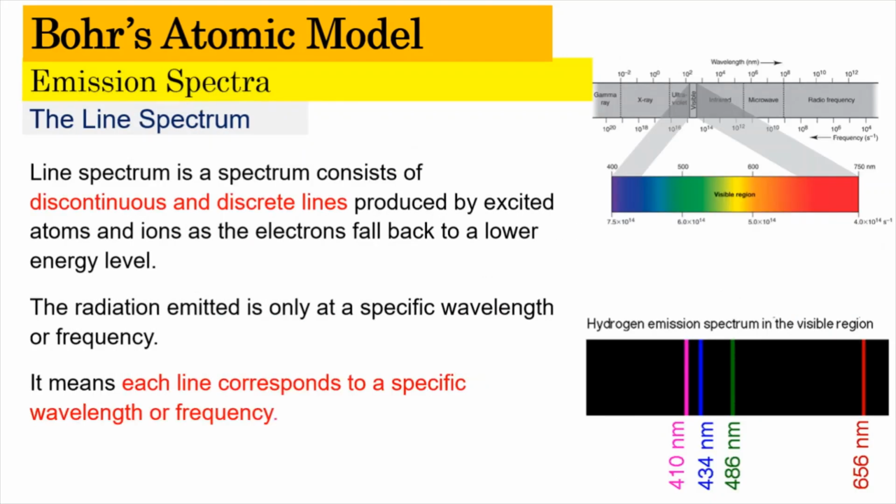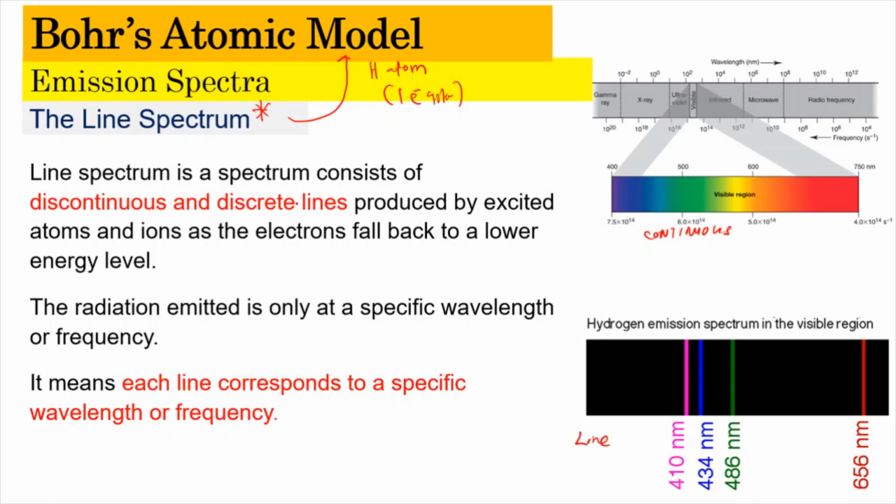Now, we're going to look into the line spectrum. The line spectrum is the spectrum that we need to focus on more, because it relates to our Bohr's atomic model, in which it usually occurs for the hydrogen atom or for the one electron system. As you can see here, this is the continuous spectrum. Meanwhile, below here is the line spectrum. So it only consists of certain lines.